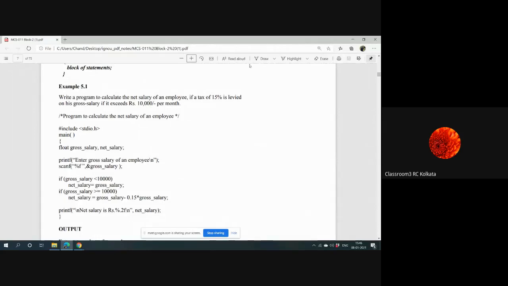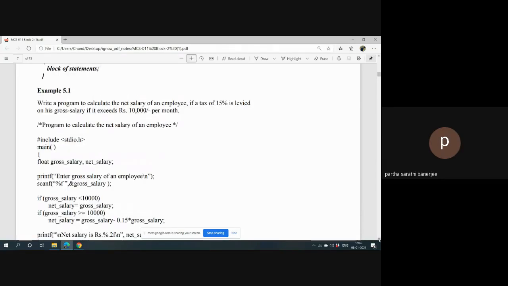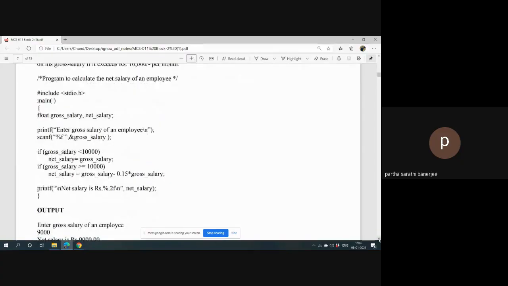Now the BCA students, please tell me what you understood from the program. Ma'am, if the gross salary is less than 10,000, then there is no deduction from the net salary.